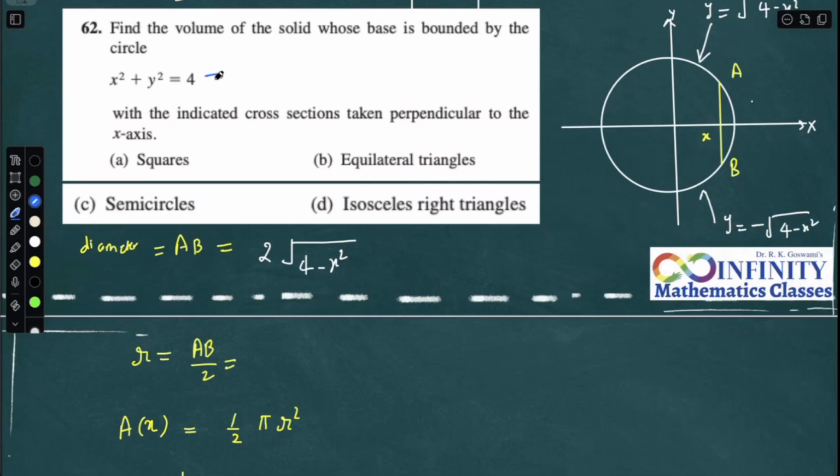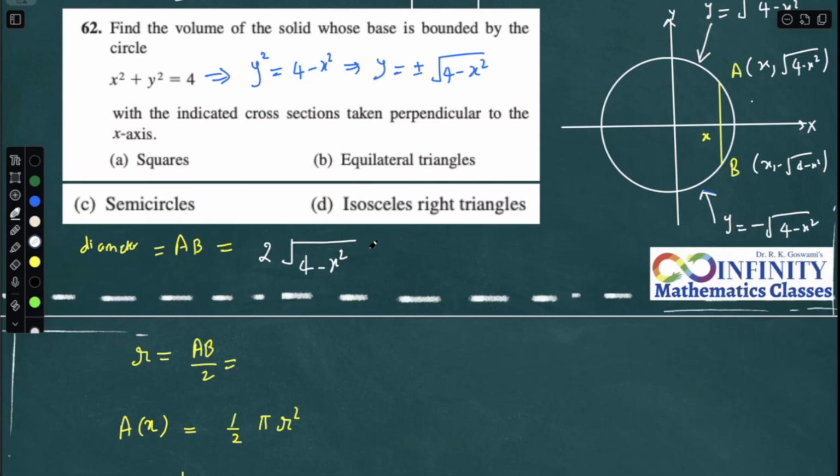You need to simplify the given equation for y. Y square is going to be 4 minus x square. And that means y is going to be plus minus square root of 4 minus x square. So above the x-axis y will have a positive value, below the x-axis y will have a negative value. Okay. So the coordinate of A will have x component x and y component square root of 4 minus x square. And similarly, the coordinate of B is going to be x comma negative square root of 4 minus x square.